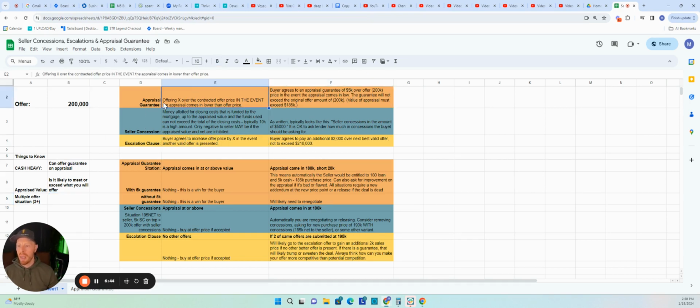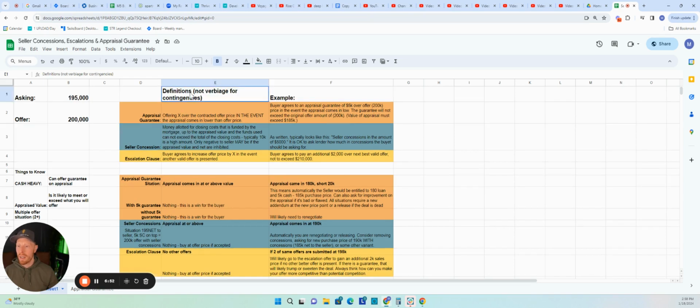The appraisal guarantee: offering X over the contract offer price in the event the appraisal comes in lower than the offer price. Seller concessions: sorry, definitions, not verbiages, these are examples. Money allotted for closing costs that is funded by the mortgage up to the appraised value, and the funds used cannot exceed the total of the closing costs. Typically, 10K is a high amount. The only negative is that the seller's net may be inhibited by the appraised value.